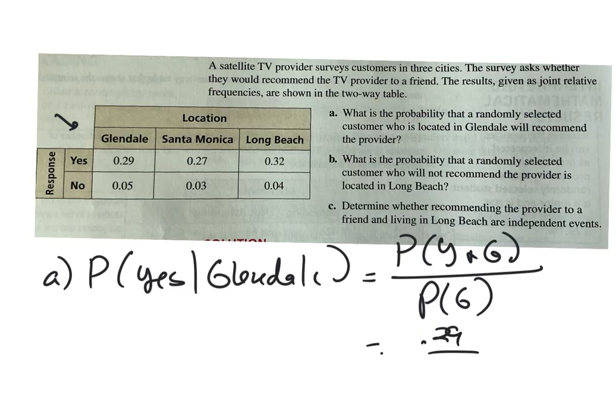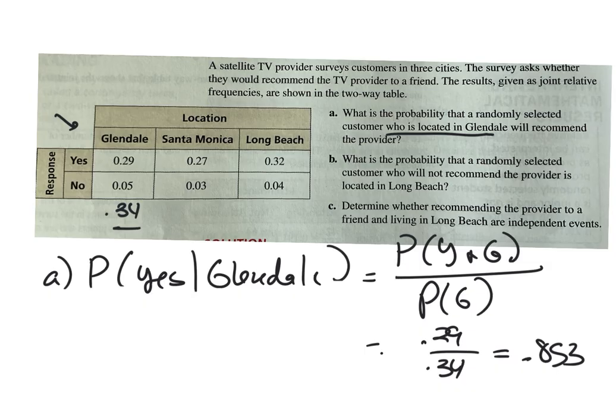If I look at just the Glendale people, if I add up the Glendale people, I'm looking at 0.34 down there at the end of that column. So I'm going to put 0.29 over 0.34, divide that out, and I'm getting 0.853. So that is the chance that somebody, given they're located in Glendale, said yes. So we take the total of Glendale people, how many said yes?